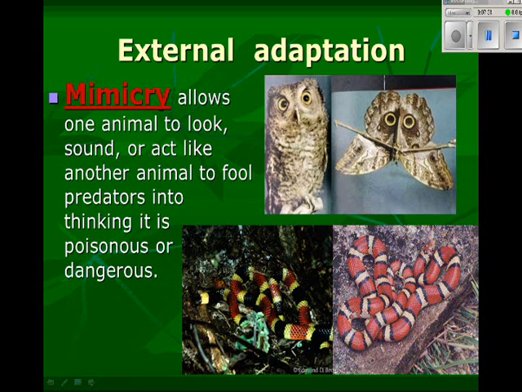External adaptations. If you look over here at the owl's eyes and then the butterfly over here, mimicry allows one animal to look like, sound like, or act like another animal to fool predators into thinking it's poisonous or dangerous. Okay, this is the coral snake. Red touch black, friend of Jack. Red touch yellow, you're a dead fellow. So this is the harmless one, but he does look like the deadly coral.